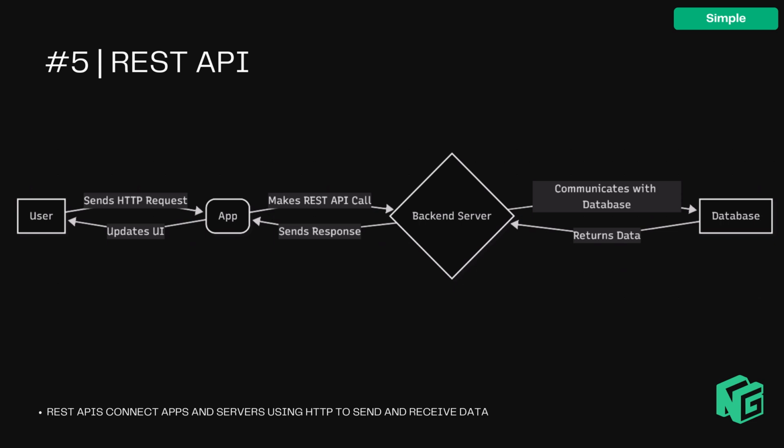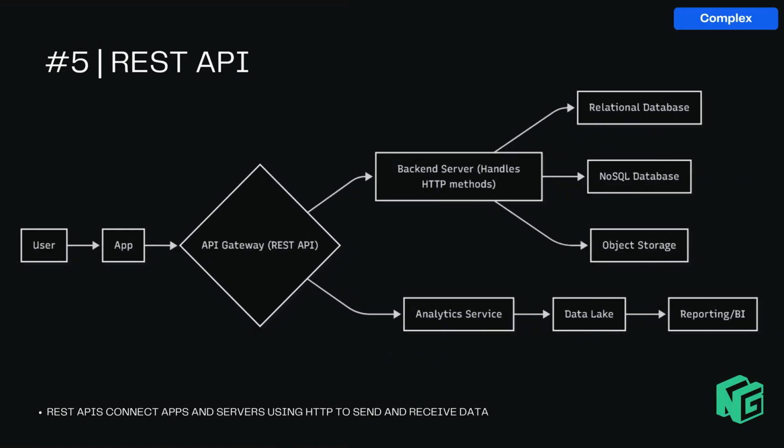Now let's walk through a simple diagram. Your app sends a request to the backend server through the REST API. The server processes the request and communicates with databases or other services. The backend sends the response back to the front end via the REST API. The app then updates the user interface with the new data. Every time someone logs in, checks the weather, or places an order, a REST API is working behind the scenes, making those interactions possible.